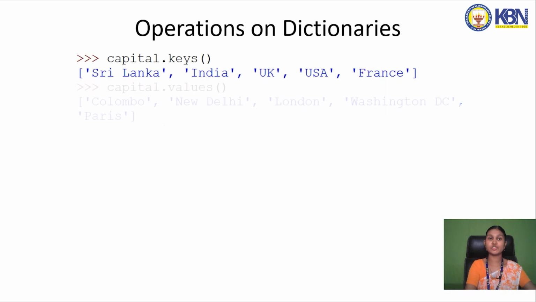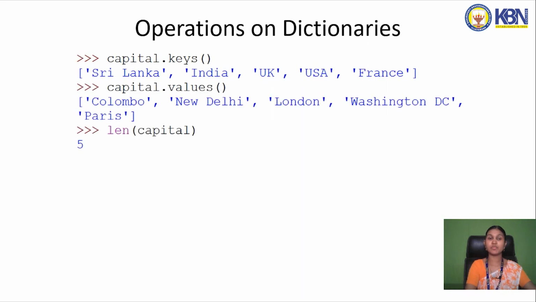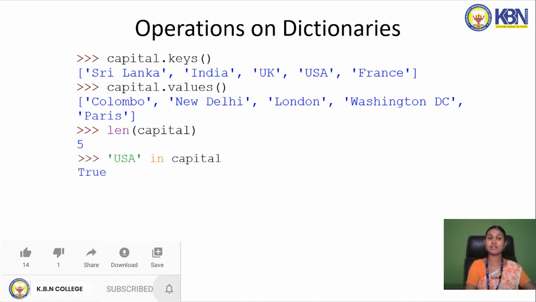And next, operations on dictionaries. Here capital dot keys means, let's see the example, the student roll numbers will be printed. Here Sri Lanka, India, the values I am giving should be printed. Next, capital dot values, the values will be printed. What is the length of the capital? Here I am giving only 5 values, which means the length of the capital is 5.